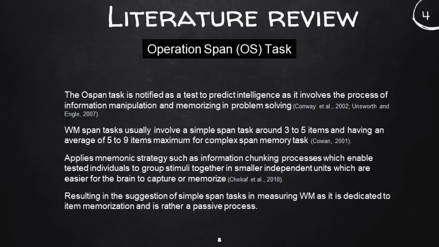It applies mnemonic strategies such as information chunking processes, which enable tested individuals to group stimuli together in smaller independent units, which is easier for the brain to capture or memorize. This results in the suggestion of simple span tasks in measuring working memory, as it is dedicated to item memorization and is rather a passive process.